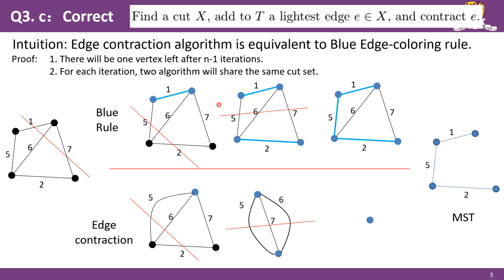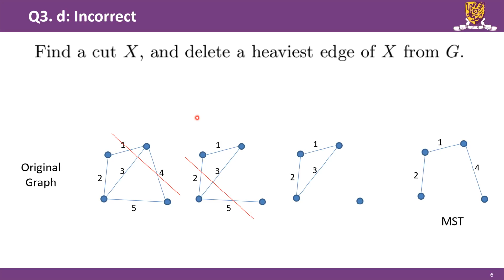And you will find the more formal proof in the homework solution. So in this way, we prove that edge contraction is equivalent to the blue rule. So that forms the proof that the edge contraction algorithm is correct.